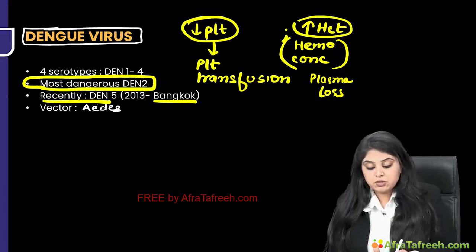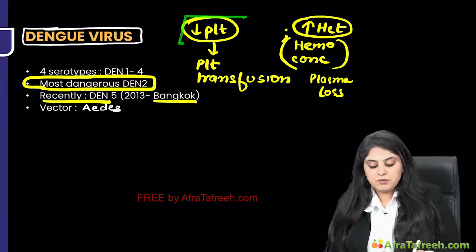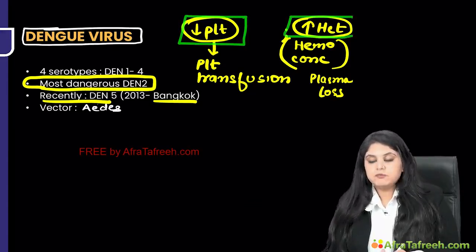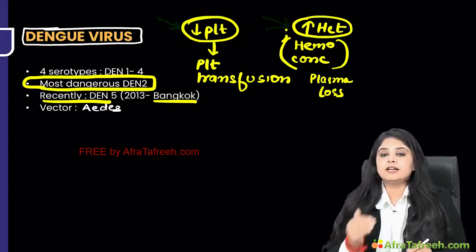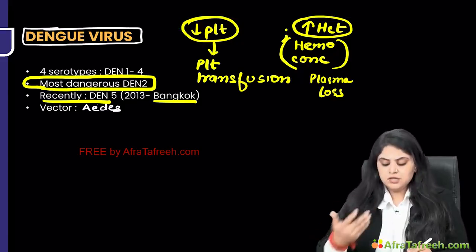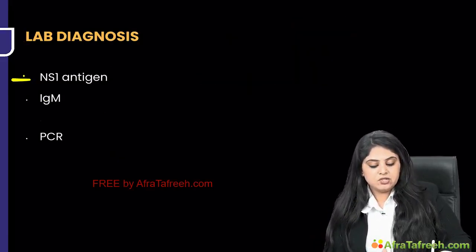Means you have a patient of dengue, and what are the 2 things that you have to follow up? Number 1, you have to follow up the platelet count. Number 2, you have to follow up the hematocrit. So the platelet count will fall and the hematocrit will increase. That means you are going severe and severe. So how do you think you're going to diagnose it? Of course, we are going to diagnose it by antigen testing.